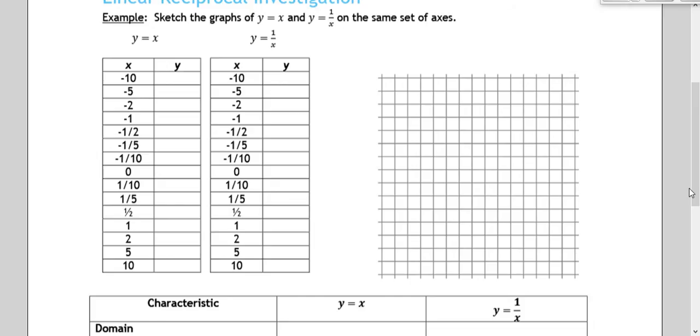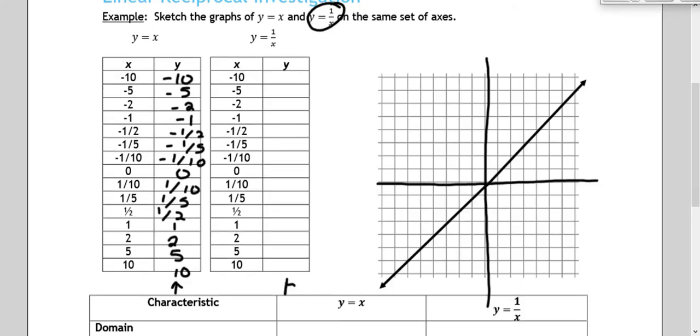So we're going to sketch the graphs of y is equal to x and y is equal to 1 over x, this being the reciprocal, on the same set of axes. I'm going to pause, fill in the 2 charts here, and you should do the same. Okay, as you can see, I have graphed the original function here. This is y is equal to x. Then I want you to fill out this chart here, and then we'll go through graphing it together.